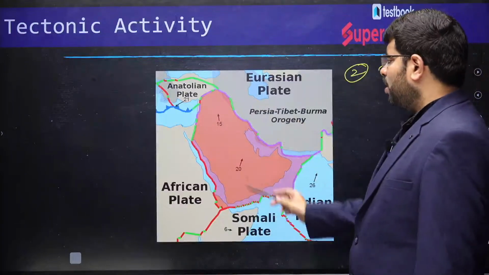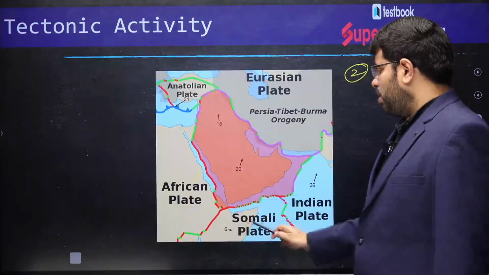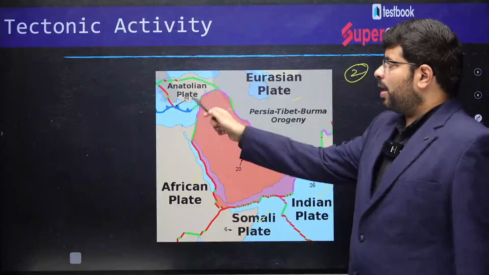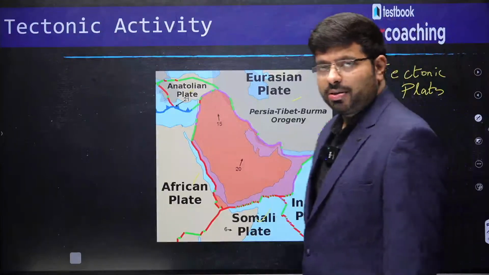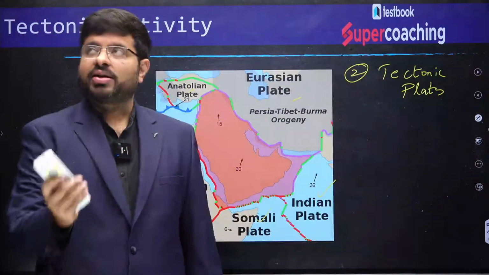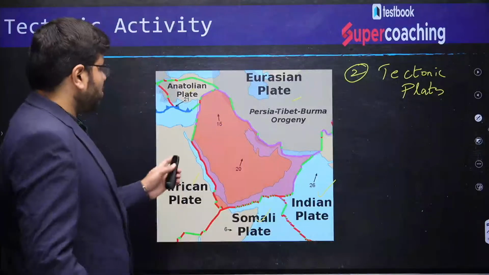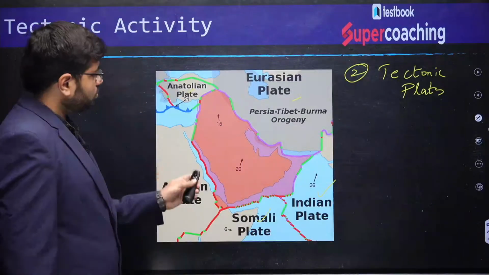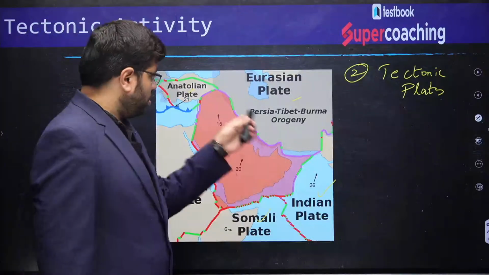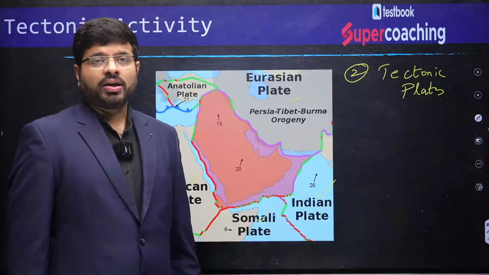For example, the Saudi Arabian plate, as you can see here, is surrounded by the African plate, the Somali plate, the Indian plate, the Eurasian plate, and also the Anatolian plate of Turkey, or which we pronounce as Turkey in general, right? So you find that there is so much amount of plates which you can identify here, the tectonic plates.